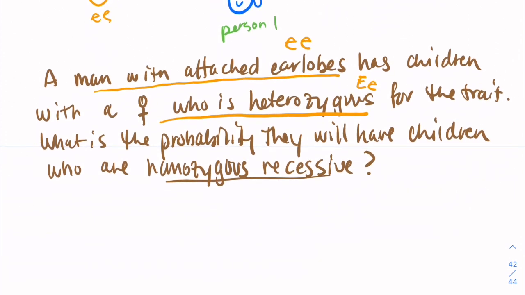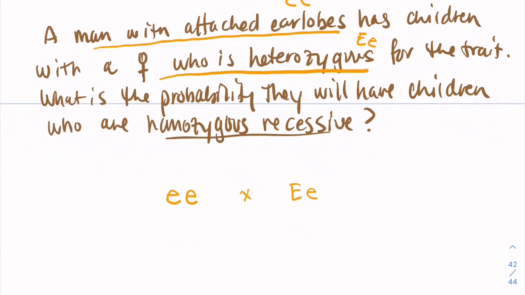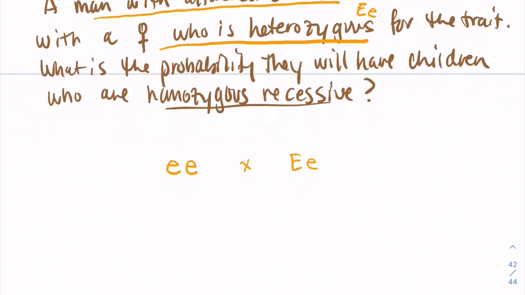Let's set up this cross. We are crossing a male who is homozygous recessive. Don't say little e, okay. And having children with a female who is heterozygous. All right, let's set up our Punnett square. This is actually a pretty basic Punnett square, isn't it?